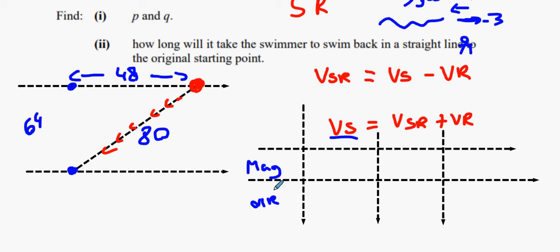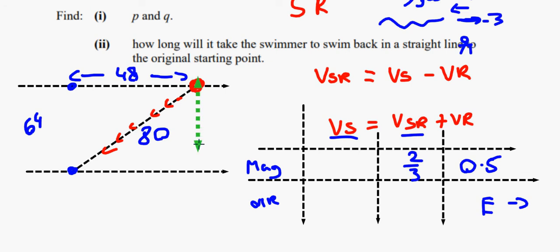Right, first things first. Do we know the velocity of the river? What way is it going? 0.5 directly east. Do we know the velocity of the swimmer in still water? What is it? 2/3. Okay? So this green line represents the swimmer.